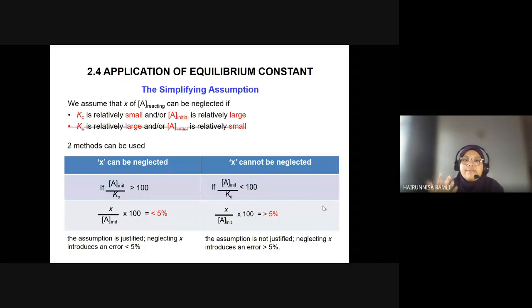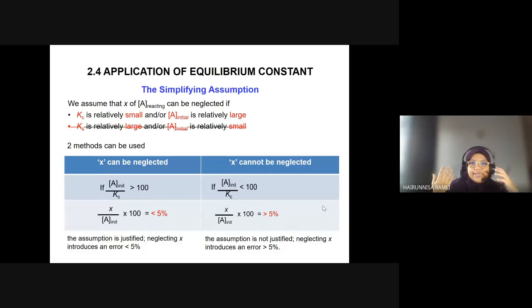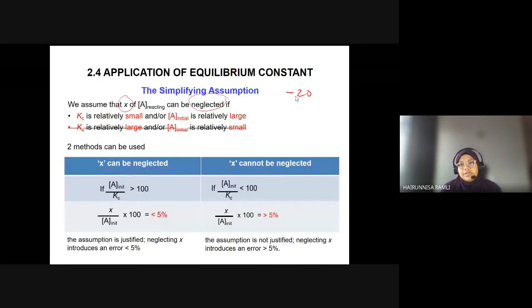Okay, apa maksud dia? Maksudnya kita assume kita boleh neglect value of X. Kat sini, we assume that X can be neglected. Can be neglected ni bukan maksud setiap X tu you boleh neglect. Okay, ada juga syarat-syarat dia. When the KC is relatively small, maksud dia kat sini, saya boleh kata sangat-sangat kecil lah. Relatively small tu, kalau saya lah, you nampak dia negatif 20 tu dah kecil lah tu. 10 kuasa negatif 20. Dia dah kecil lah sangat.